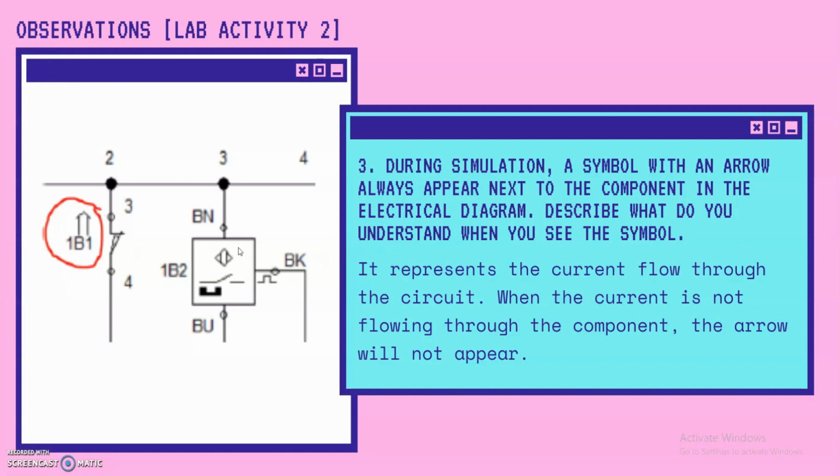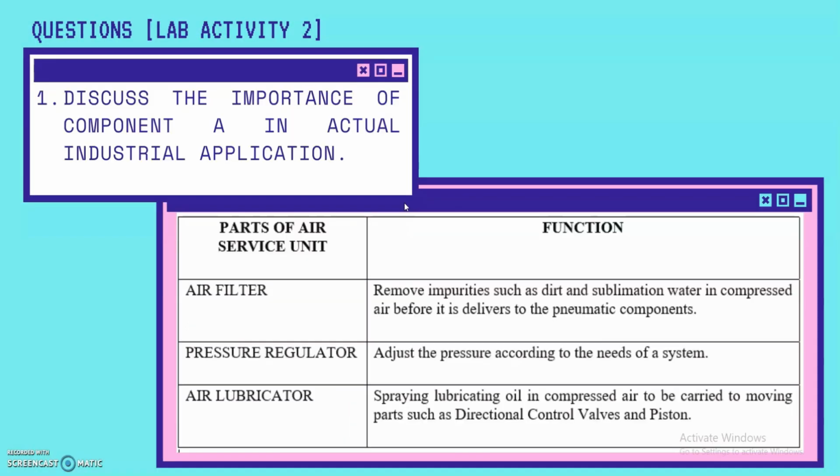When the current is not flowing through the component, the arrow will not appear. Next, for the question part, number 1, discuss the importance of component A in actual industrial application. Okay, so A is an air service unit. The function of this system is to remove dust, particles, moisture, humidity, and so on from the compressed air.